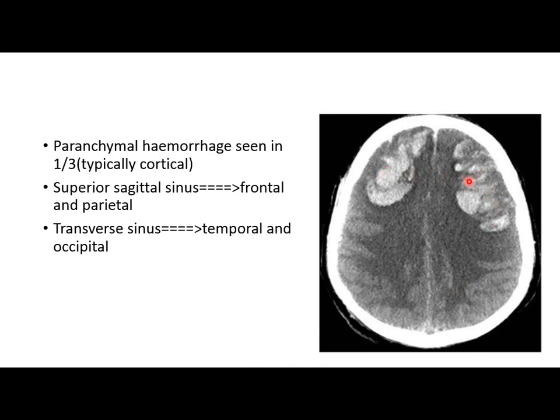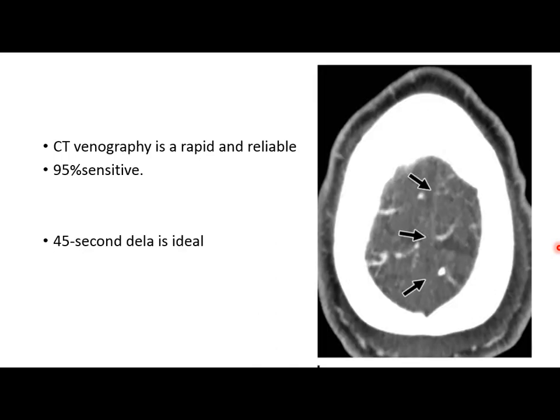Typically, it is cortical distribution. It is bilateral, cortical, and non-arterial distribution. No artery can cause this type of bleeding. Okay. And it is bilateral. So, if the superior sagittal sinus is involved, it will cause frontal and parietal involvement. And if it's the transverse sinus, it will cause temporal and occipital involvement.